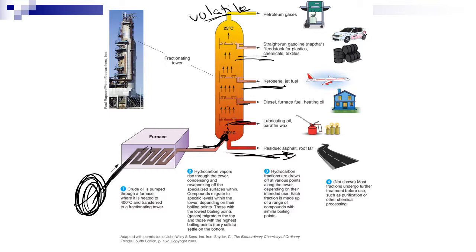It is much more volatile than some of the things below it. This can be your straight run gasoline. It can also be used for feedstock, the beginning products for a lot of plastics, chemicals, and textiles. At the very top are the things that never quite change back to a liquid. We're just going to take those gases and collect them.